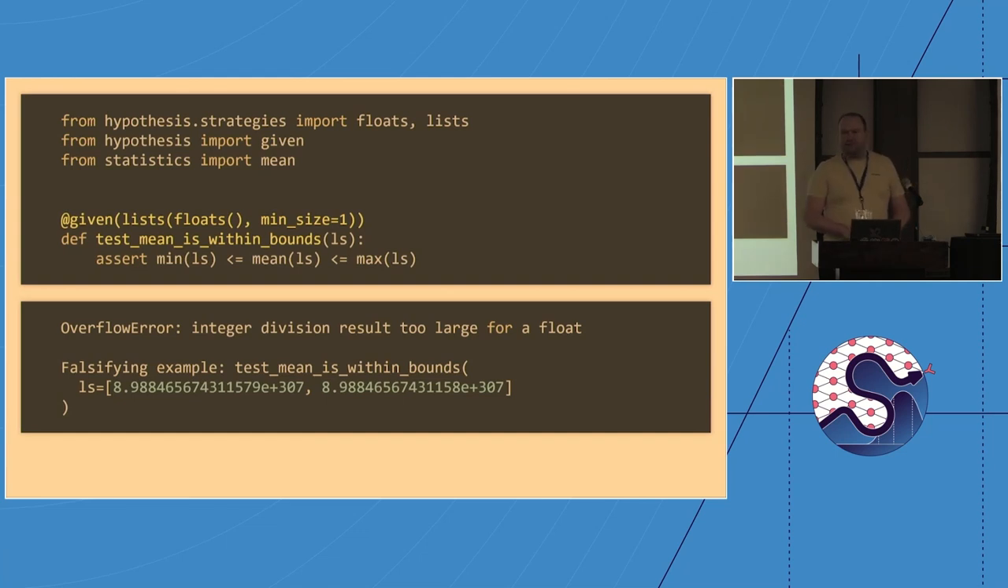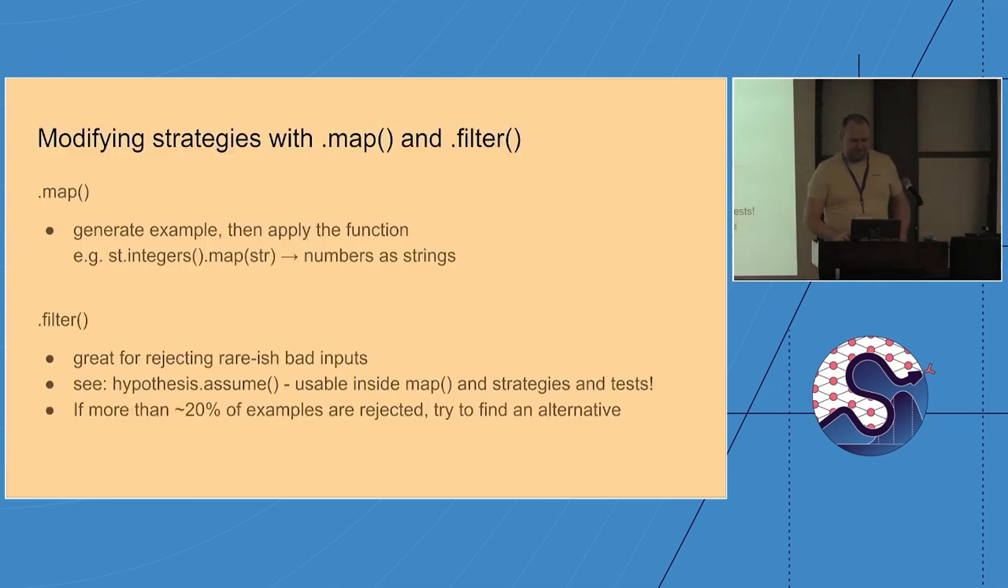So it's kind of nice that we get minimal examples, not just random examples. Supposing though that you want something a little different, the map and the filter methods are available on every strategy and quite useful. Map: you generate an example and then you apply the function that you're mapping over. Have people used map with pandas, for example, or the map built-in? Most people, it's pretty similar here.